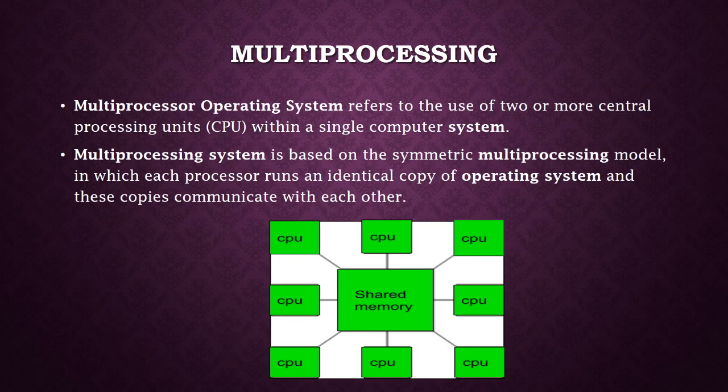Moving on to the concept of multiprocessing. When we use two or more processors, that is CPUs, for execution within a single computer system, it is termed multiprocessing. So we have a single operating system, single memory but multiple processors. In this system, the multiple processors interact with each other for symmetric processing.